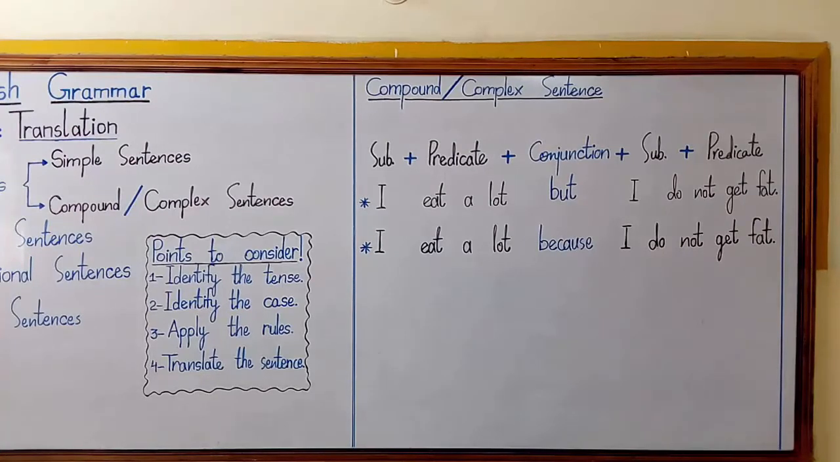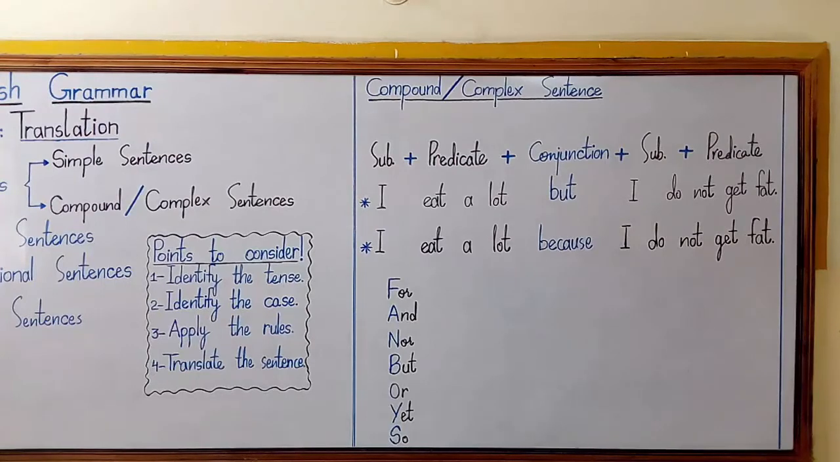Now tell me which sentence is compound and which sentence is complex. If you remember FANBOYS, let me write FANBOYS on the board. Wait for a while. Here you are, my brothers. Now you can see, I eat a lot but I do not get fat. The conjunction but. Does this conjunction but belong to these 7 FANBOYS? For, and, nor, but. Yes, but is there in the FANBOYS. It means this but is a coordinating conjunction, and this sentence I eat a lot but I do not get fat is a compound sentence. Very right.